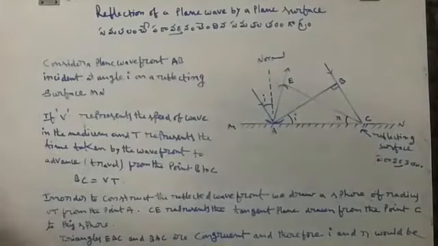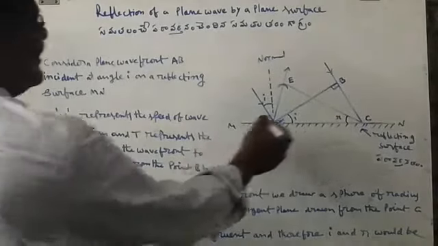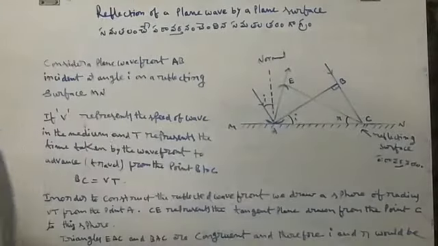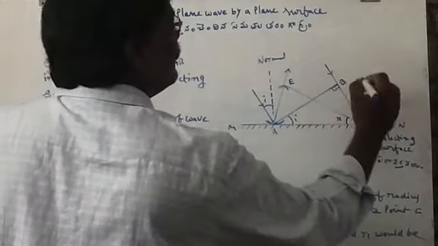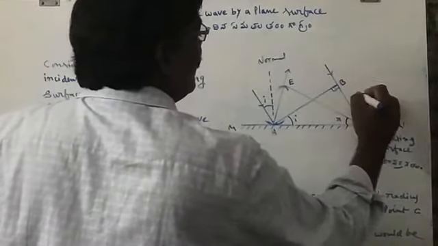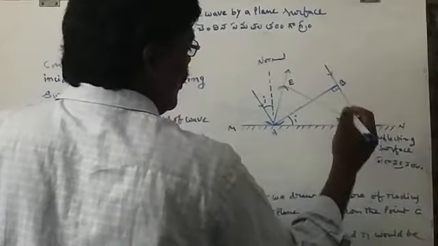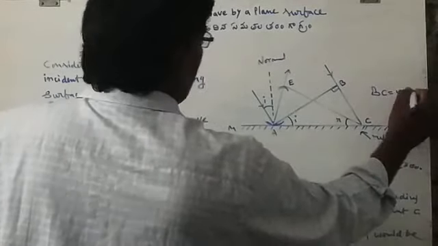Once again, consider a plane wavefront AB incident on the plane surface, same mirror, with an angle of incidence I. If V is the velocity of the wave in the medium, then BC, which means distance, is equal to velocity into time.